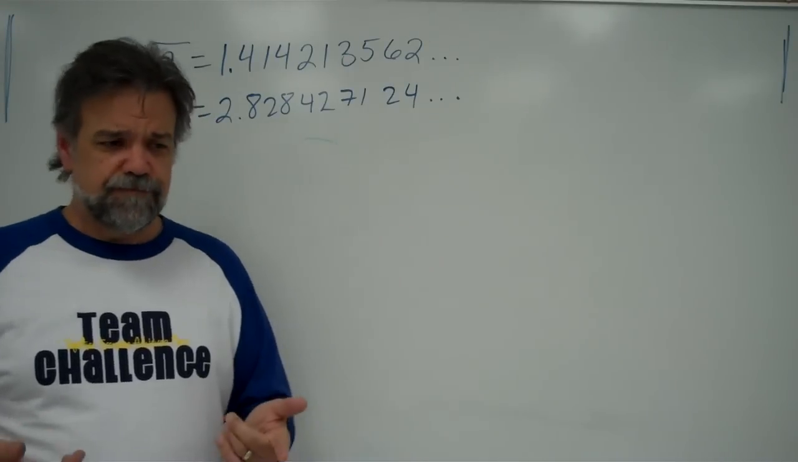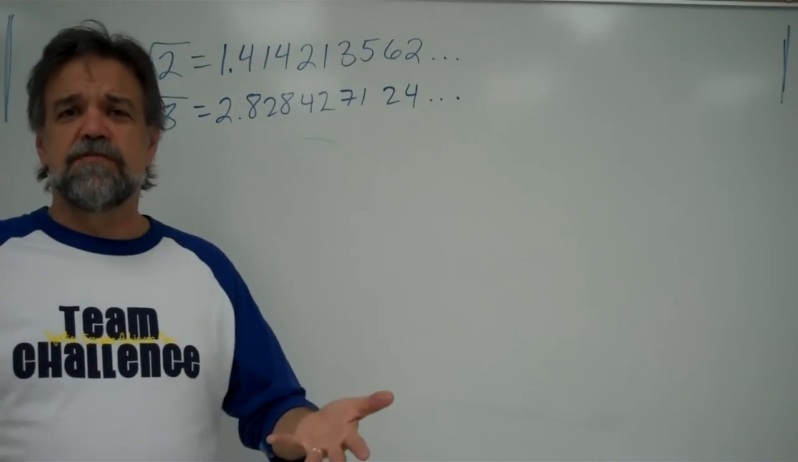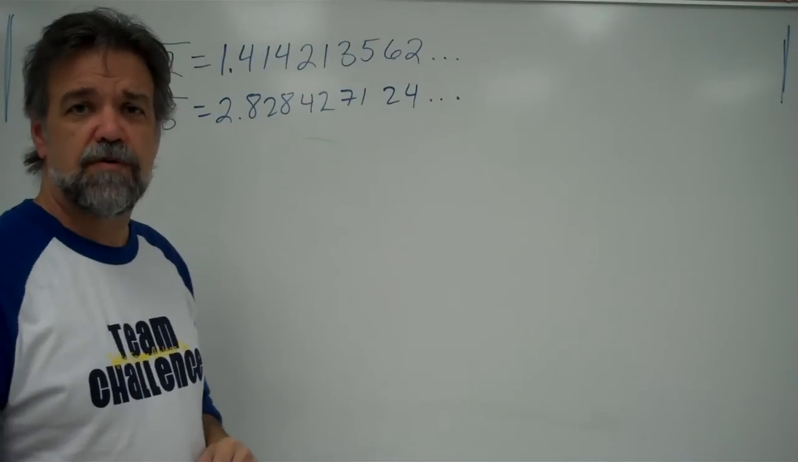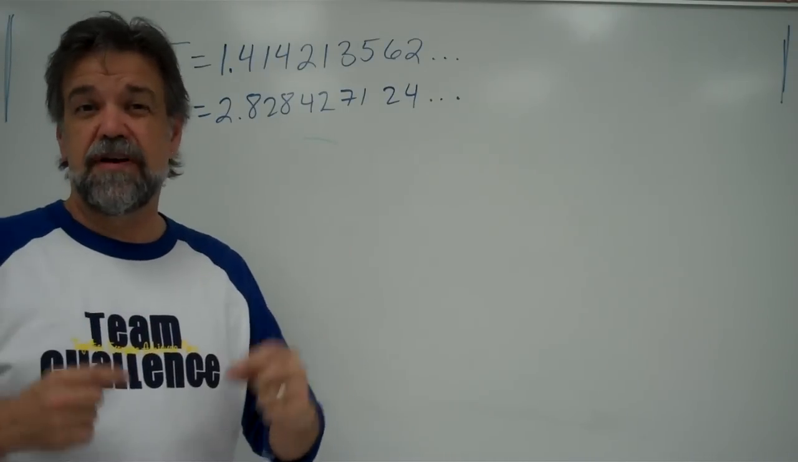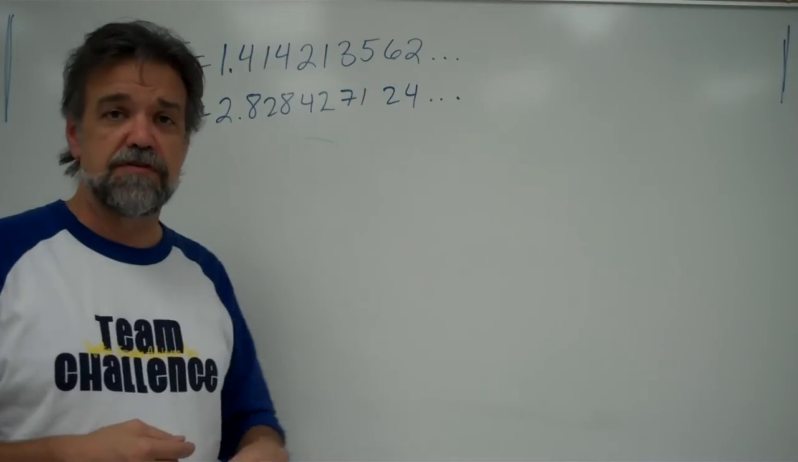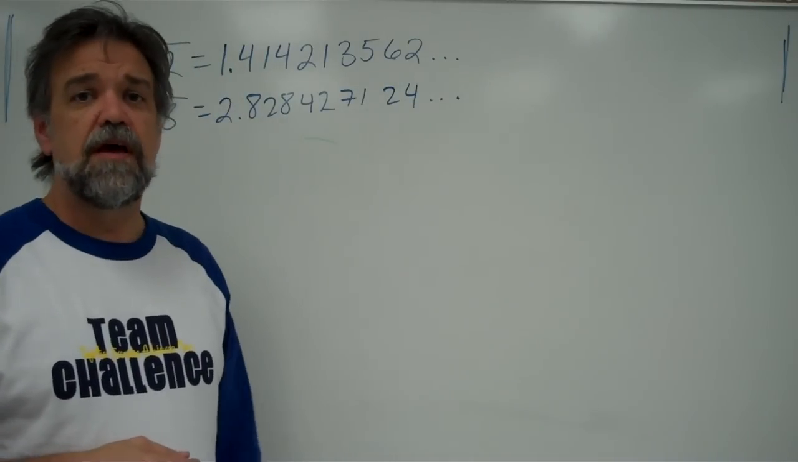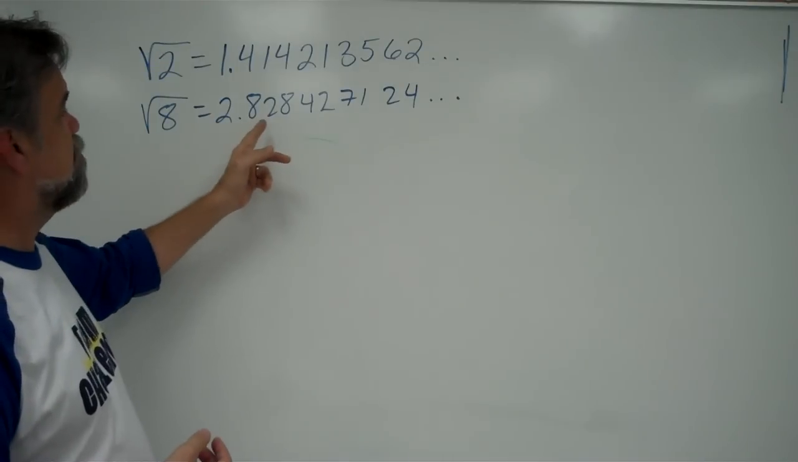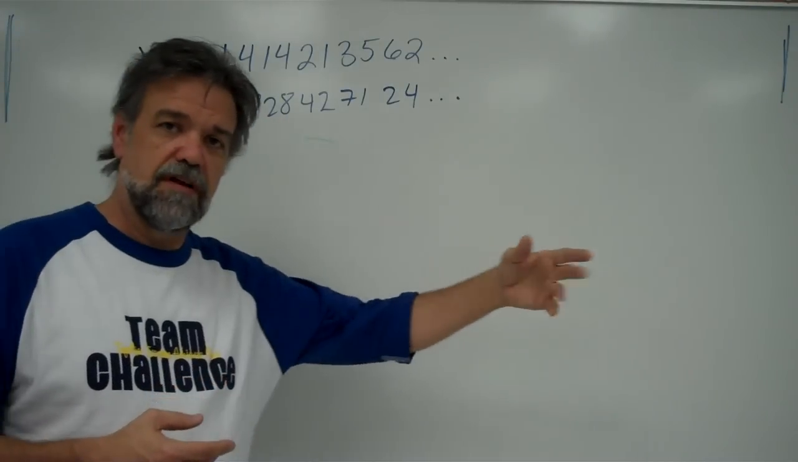So the other day, I was doing some calculations, and I estimated the square root of 2 in decimal form, and I got 1.41421352, and so on. And then I was also doing something with the square root of 8, and I got 2.82842712, and so on.